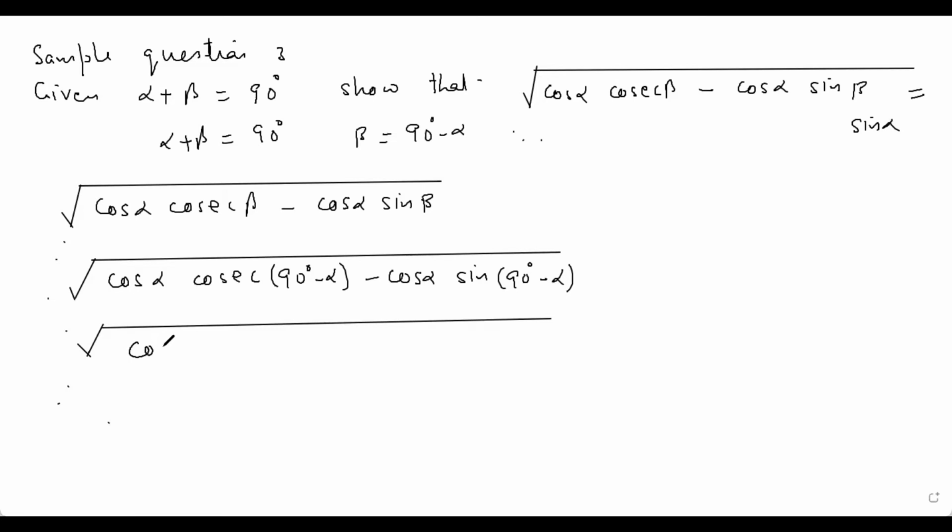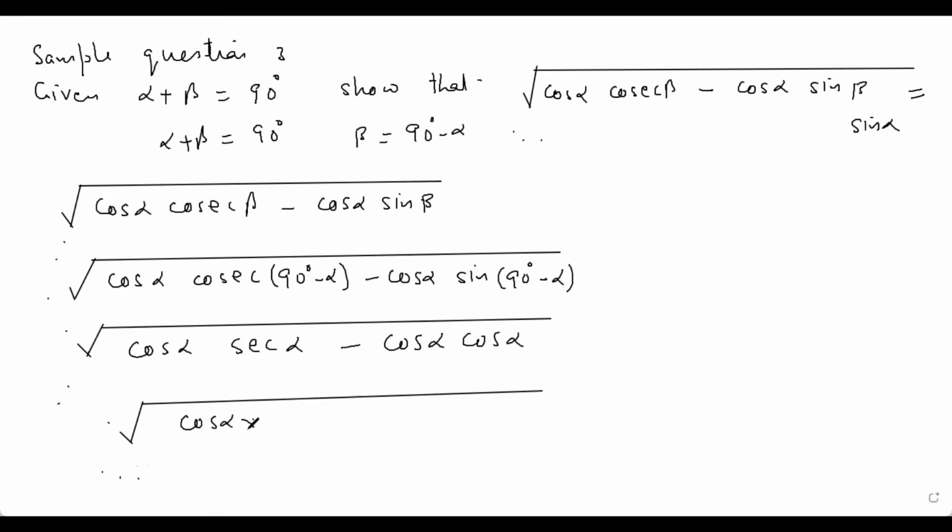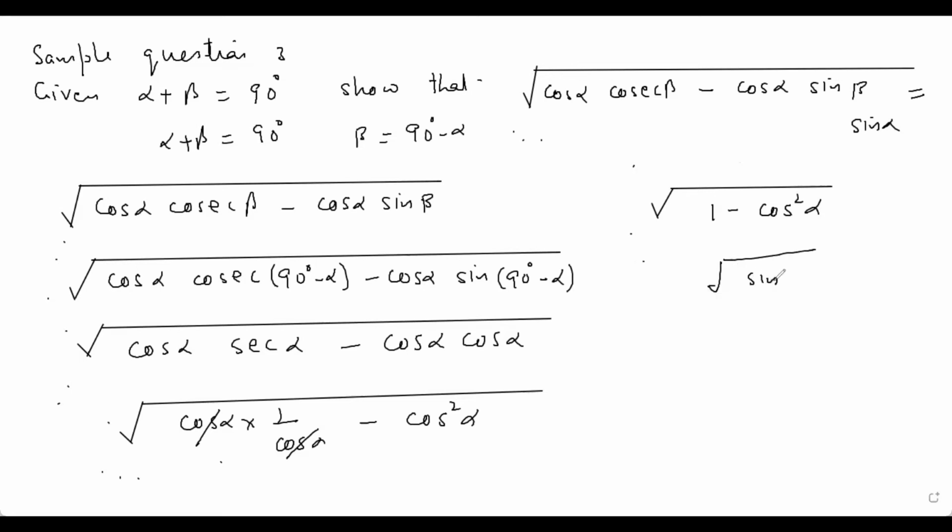Now this is equal to cos α. Cosec(90° − α) is sec α. Sin(90° − α) is cos α. Now this is cos α into 1 over cos α, since sec α can be written as 1 over cos α, minus cos²α. I have 1 minus cos²α. That is equal to sin²α, and that is equal to sin α. This is what we are supposed to prove. So left hand side is equal to right hand side.